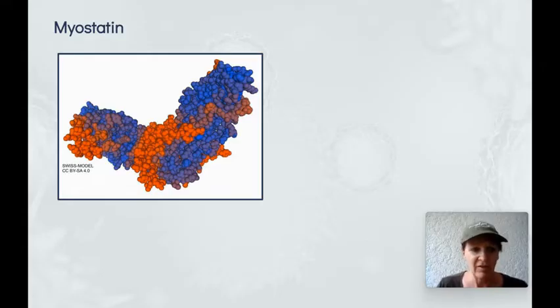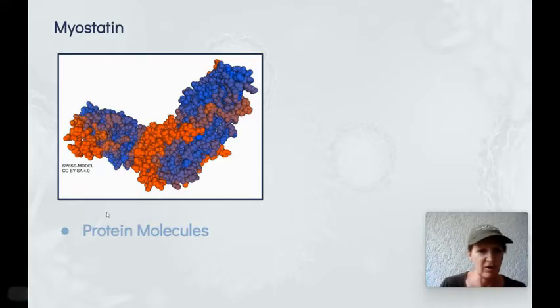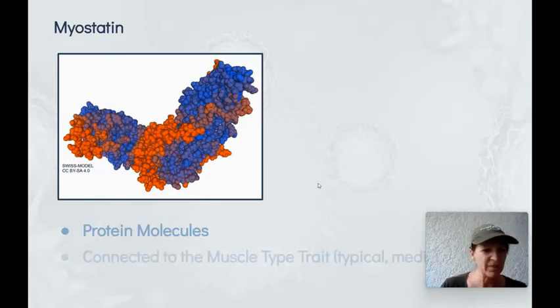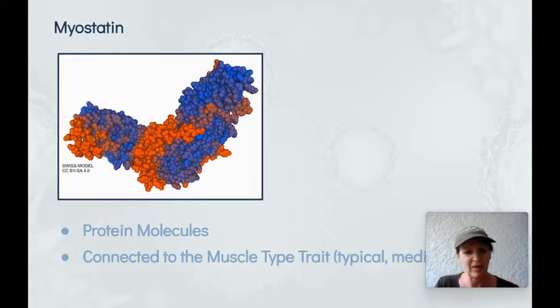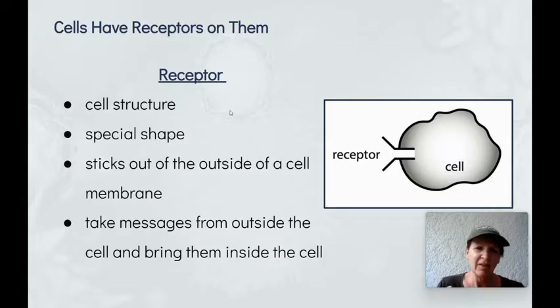So myostatin is a protein as well. This is a picture of what a typical myostatin protein looks like. It's made up of lots of little particles. You can see there's probably hundreds of particles in here, and it has this characteristic V shape. This protein is connected to that muscle type trait that we've been looking at in the cattle. So let's dig a little into how it's connected.